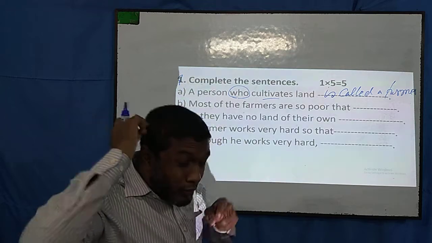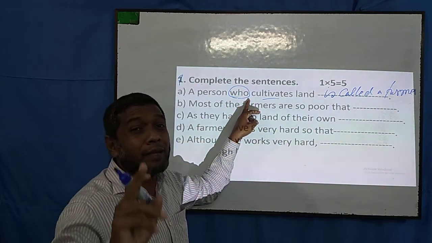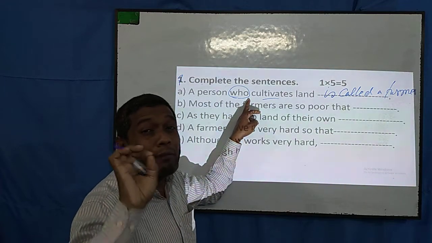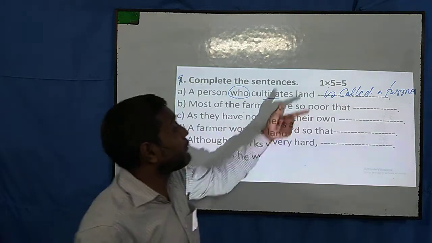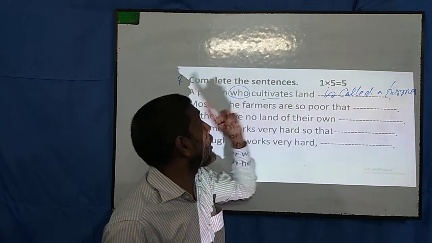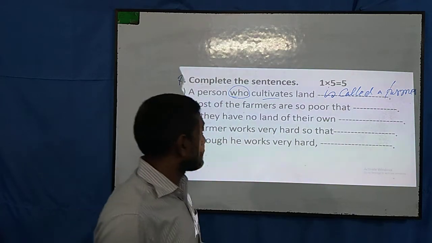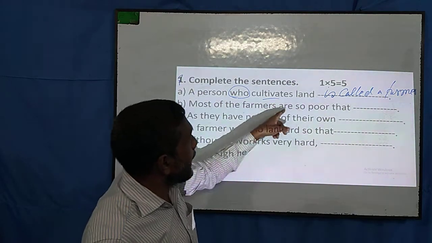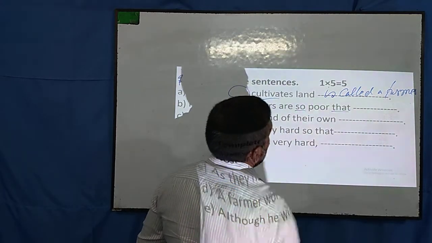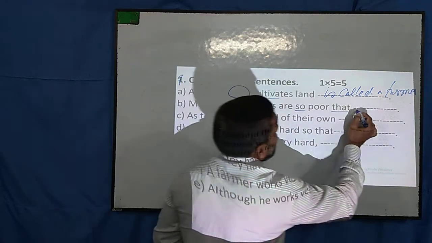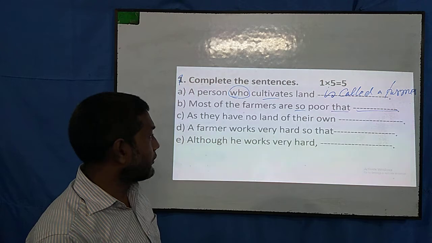but you have to keep in your mind that between these two clauses you must have a balance of relation. What I told you, your clause must be a contextual clause here, otherwise you will not get the marks. Like that, most of the farmers are so poor that, so this is "so poor," then I have to write the clause here as a dependent one.